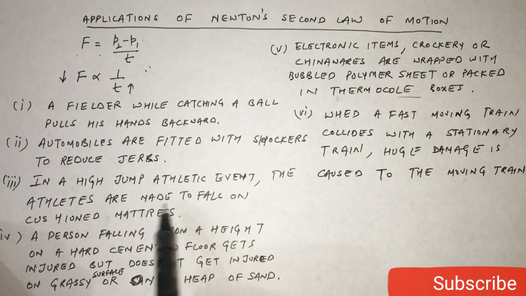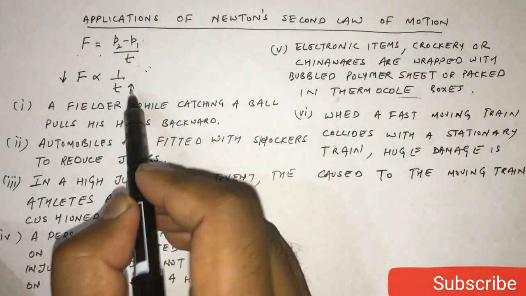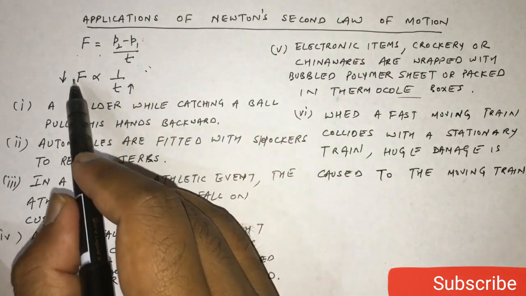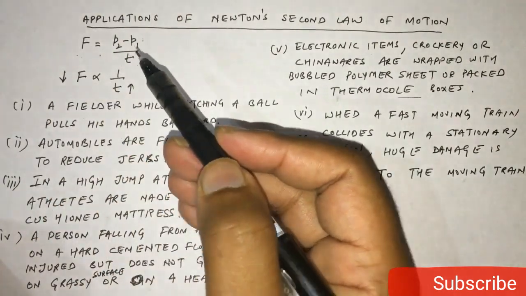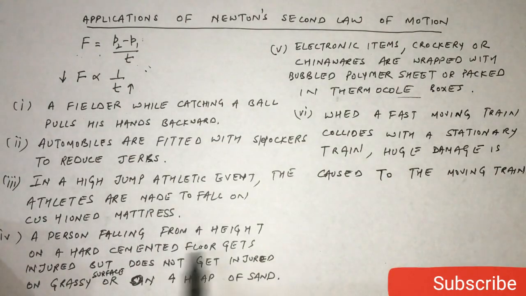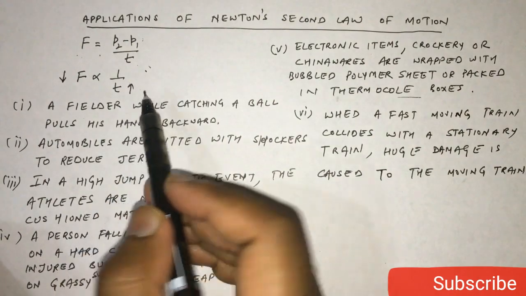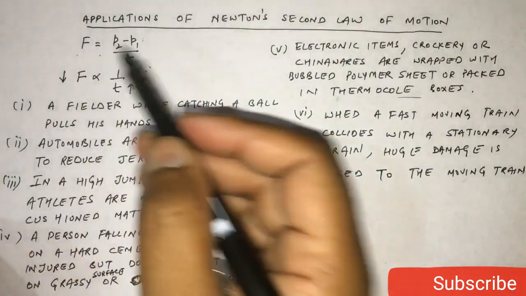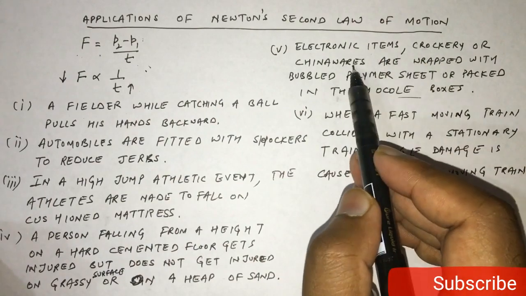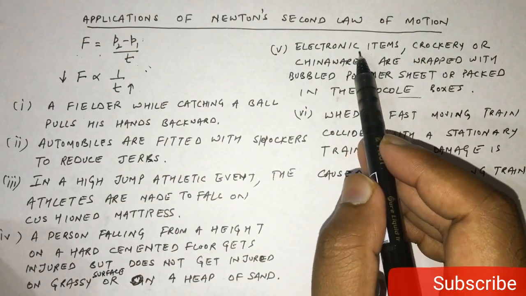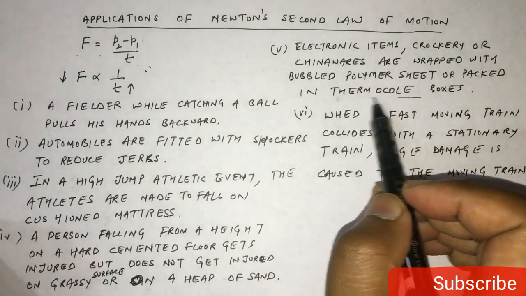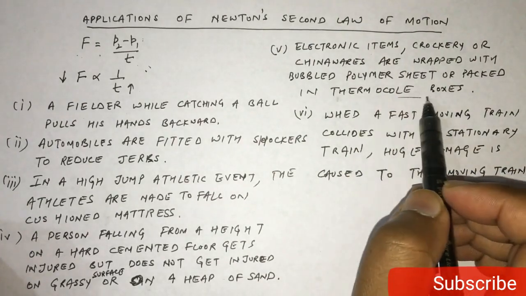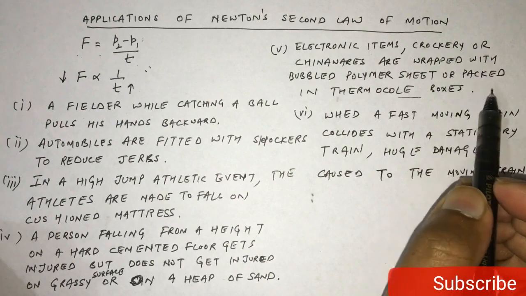The purpose of this cushion mattress is to increase the time of impact and to decrease the force. Similarly, a person falling from a height on a hard cemented floor gets injured because the time of impact is very less in the case of a cemented floor, so the force increases. Clear? All the crockery, chinawares and the electronic items are wrapped or packed in thermocol sheets or thermocol boxes to increase the time of impact.